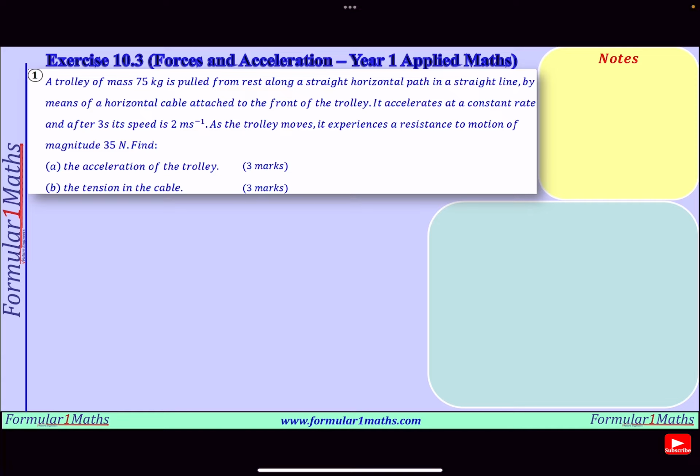This is exercise 10.3 for GCE A-Level Applied Maths, Year 1. Exercise 10.3 is on forces and acceleration. We've got 3 questions to answer.